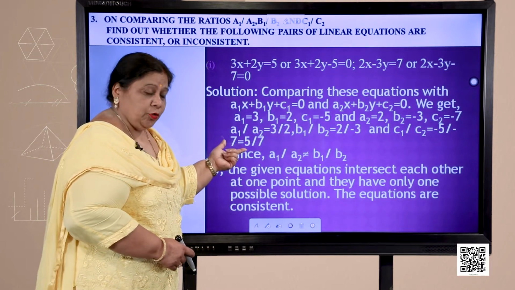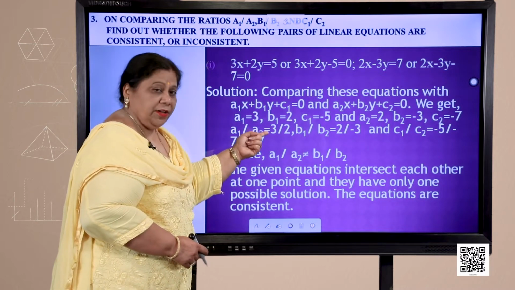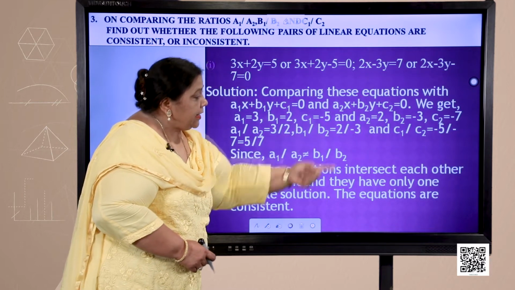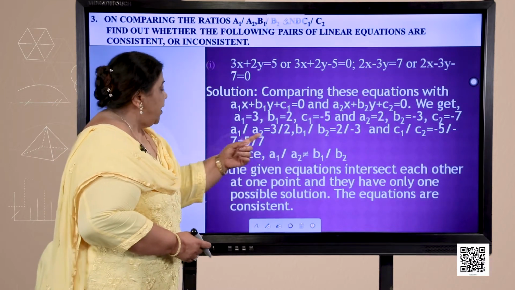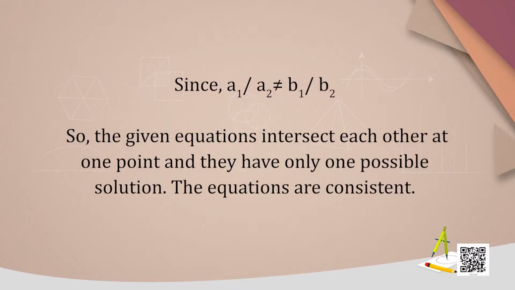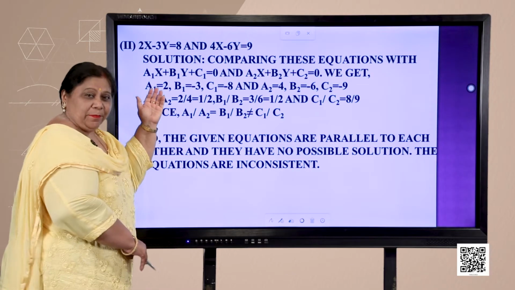Now see the ratios. a1 upon a2 is 3 upon 2, b1 upon b2 is 2 upon minus 3, and c1 upon c2 is minus 5 upon minus 7, which is nothing but 5 upon 7. Since a1 upon a2 is not equal to b1 upon b2, the given equations intersect each other at one point and they have only one possible solution. So, the equations are consistent. Look into the second part.